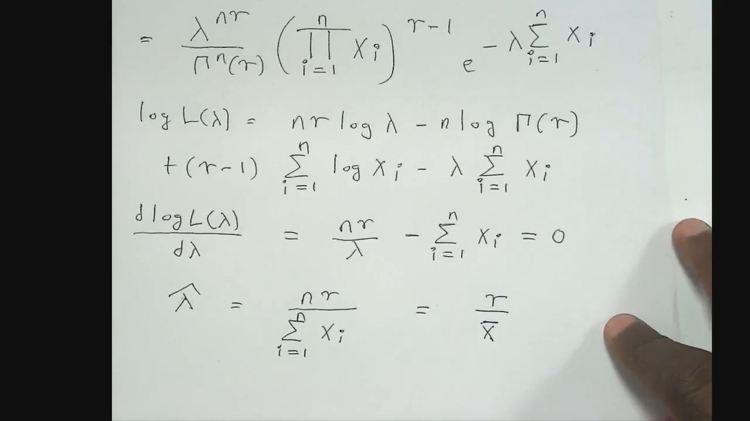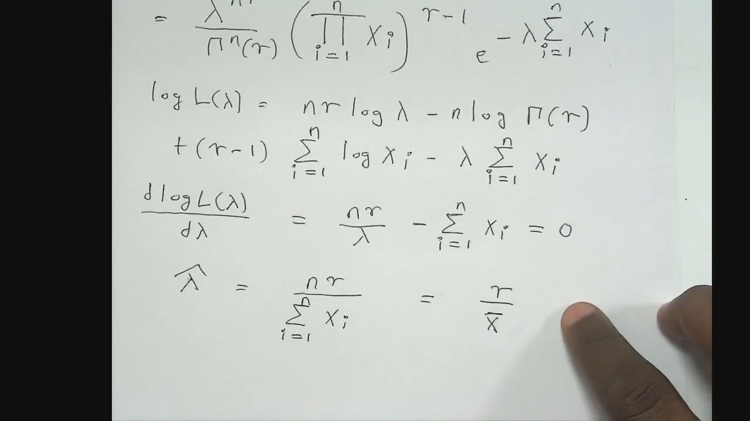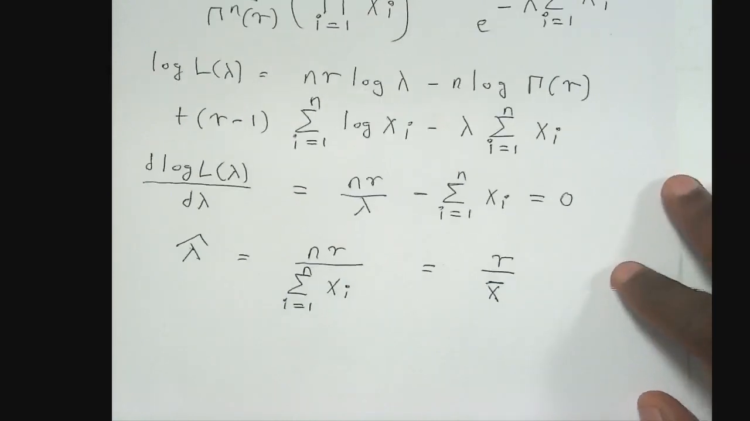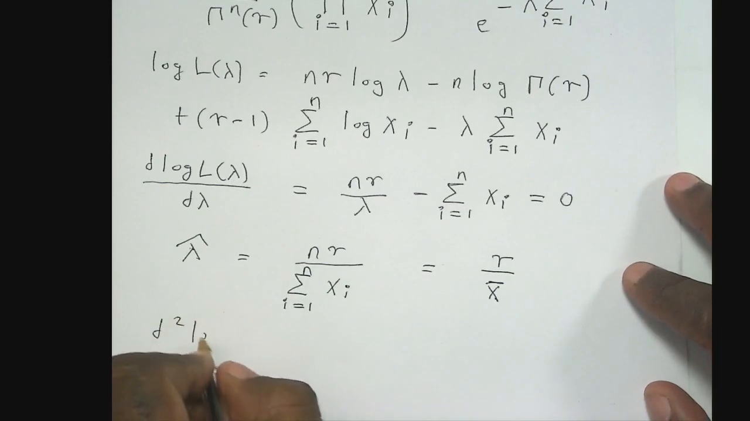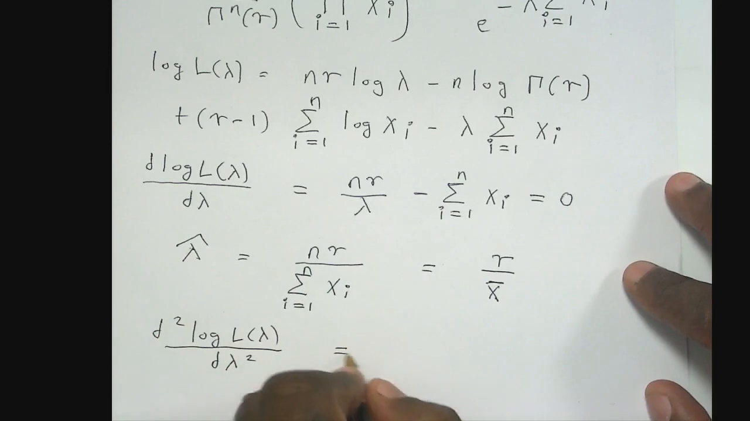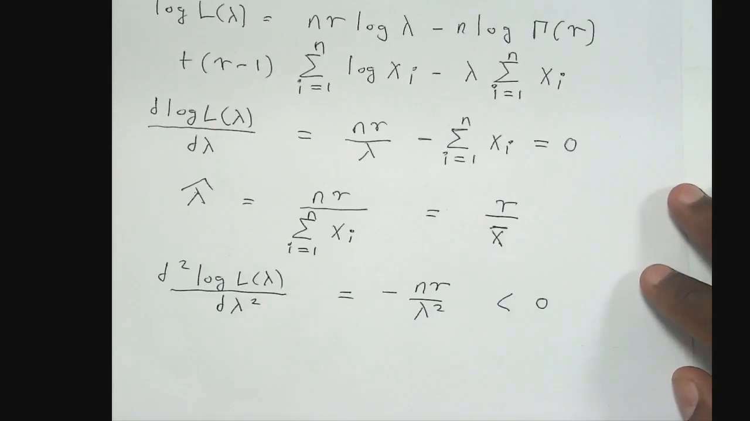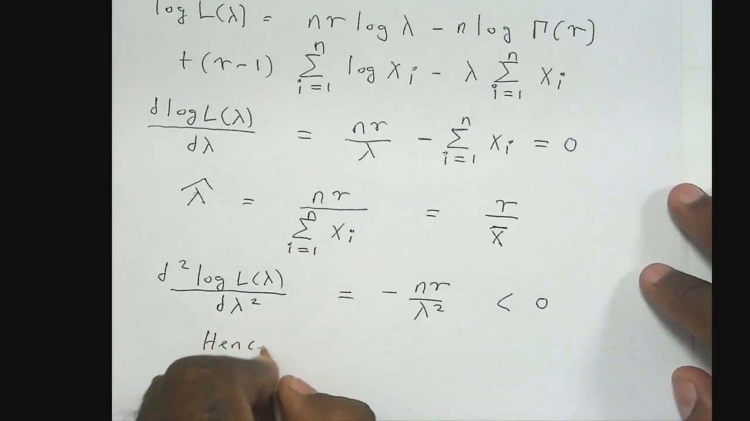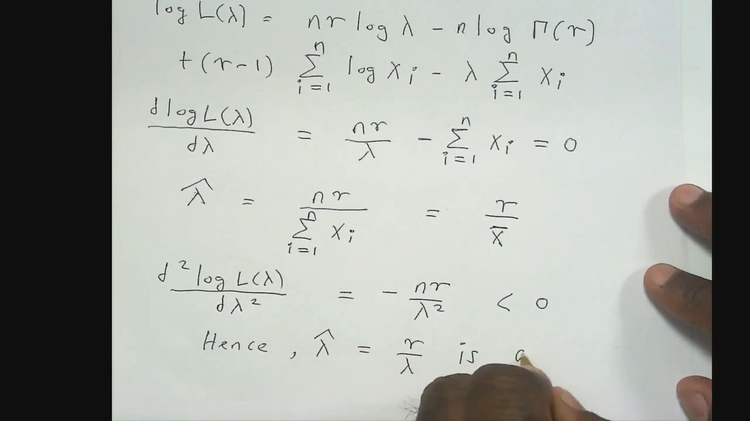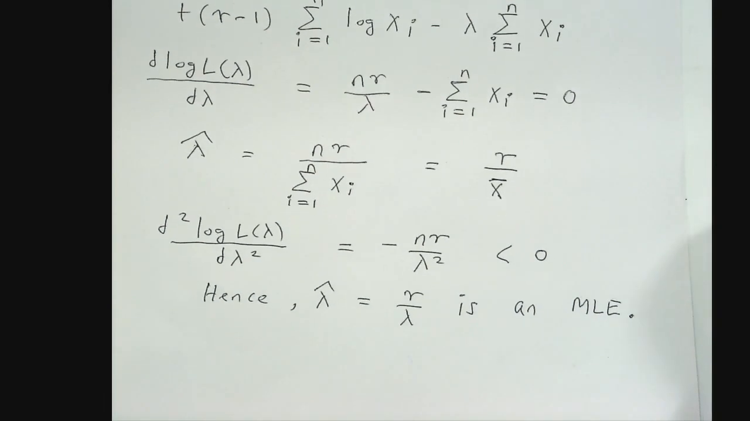Now, because this is a scalar case, you must show that this is indeed an MLE. Now, how do we show that? To show that this is an MLE, you need to find the second order derivative of the log likelihood, which is minus nr by lambda squared, which is a negative number, right? Hence, lambda hat is an MLE, right? Alright, so that proves the first part.